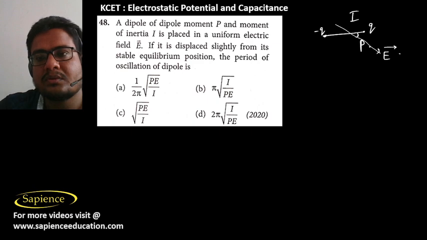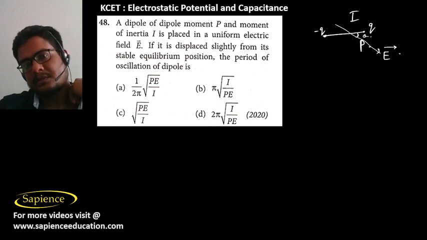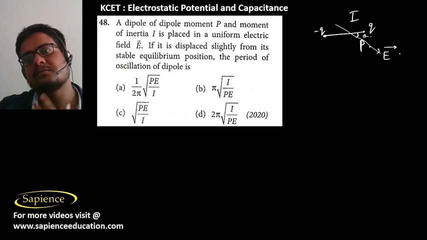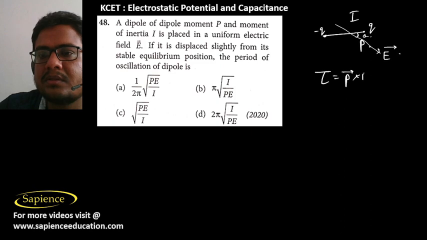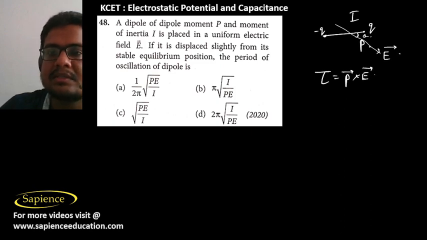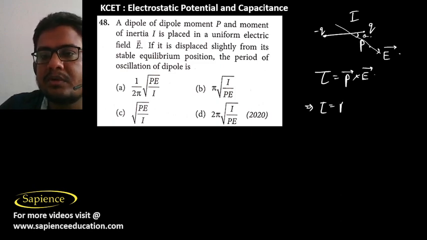So this is theta. So then we can say that the period of oscillation. So here we can say that the torque on an electric dipole is given as P cross E, which is PE sine theta. So torque will be equal to PE sine theta.